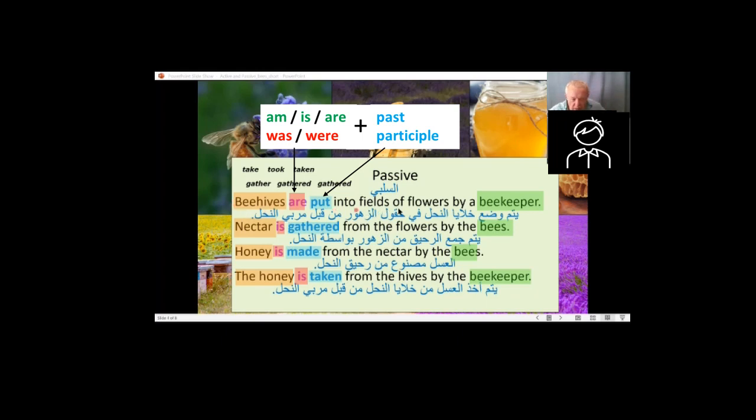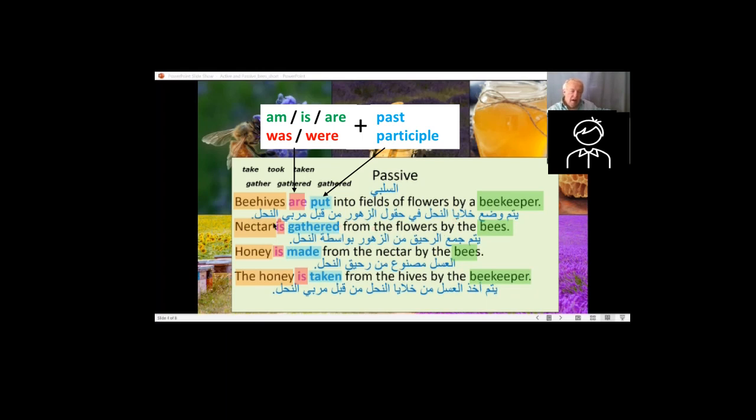Okay, could you read that? Read the sentence. Beehives are put into fields of flowers by a beekeeper. That's right. Now say field. Fields. That's right. Beehives. Now say it again. Beehives are put into fields of flowers by a beekeeper.